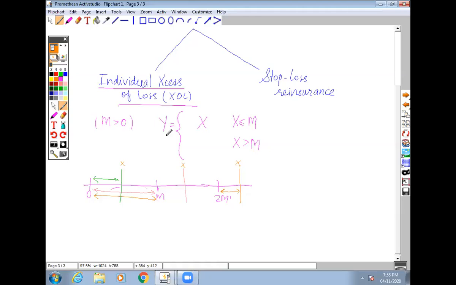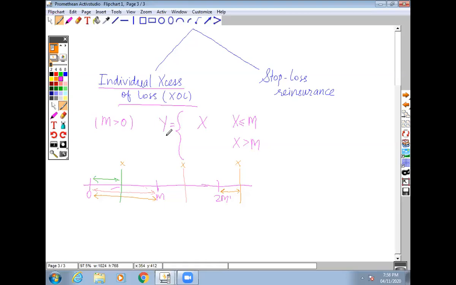And what if my X is greater than M? X minus M. And why do you think it should be X minus M? Oh no, it won't be x minus m. Just a second. It will be M. Sorry, it will be M. And why do you think it should be M? Because above M, it will be paid by reinsurance, right?